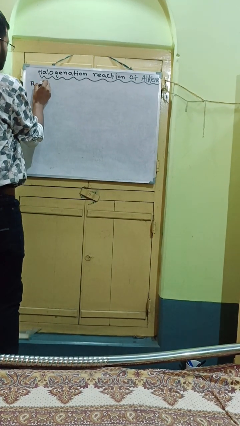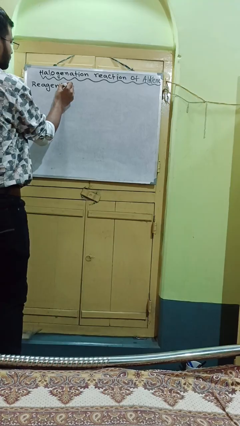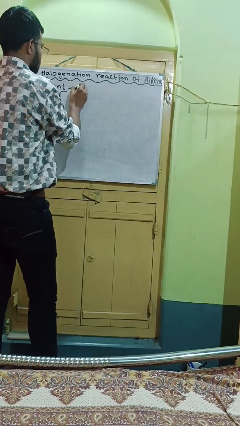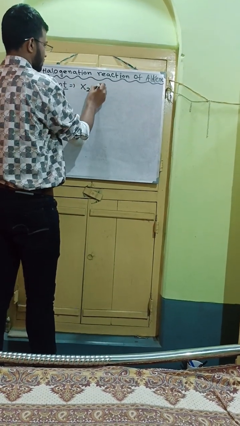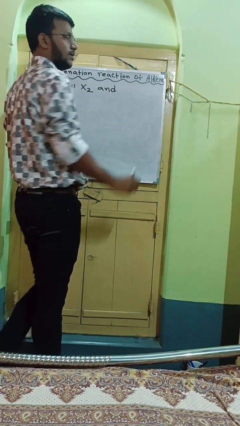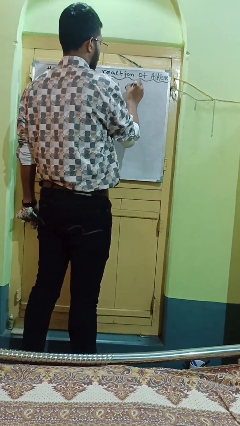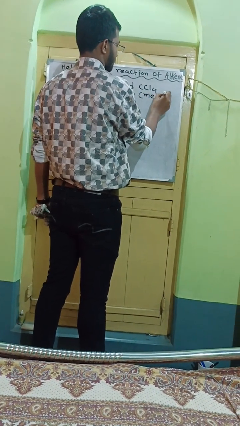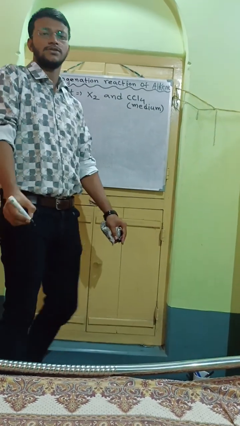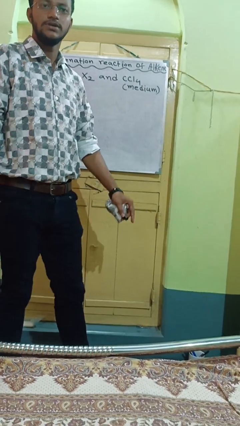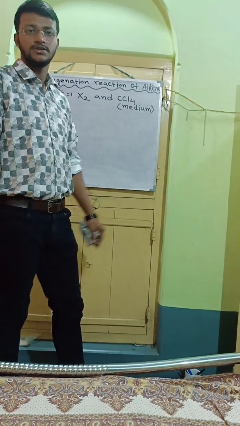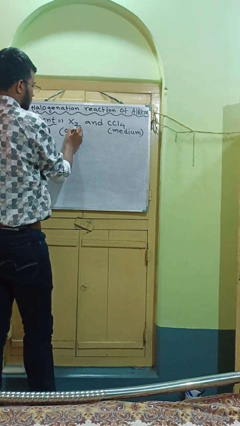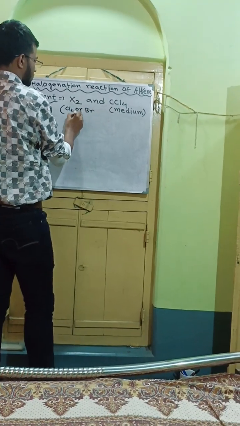Reagent. The reagent we are going to use is X2 and CCl4 as medium. That is the reaction medium or reaction solvent. We can use CH2Cl2 also instead of CCl4. Okay. Now X2 may be chlorine or bromine or iodine.